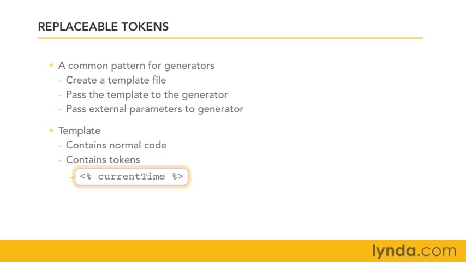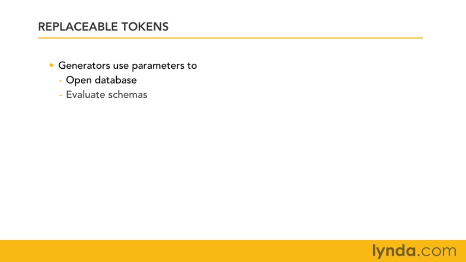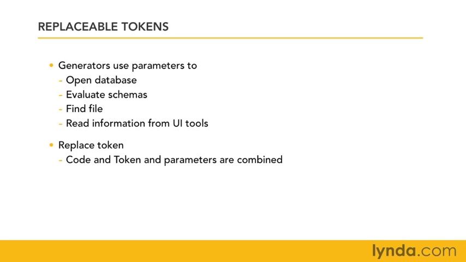When you run the generator, you'll pass in parameters. Some of the things you might pass in are connection strings to open the database, evaluate database schemas, find files on your hard drive, or read information from your UI tools. Then the code generator will replace the tokens with the runtime information. Visual Studio has a code generator known as T4. I'd like to show you how that works, and it's the topic of the next movie in this chapter.